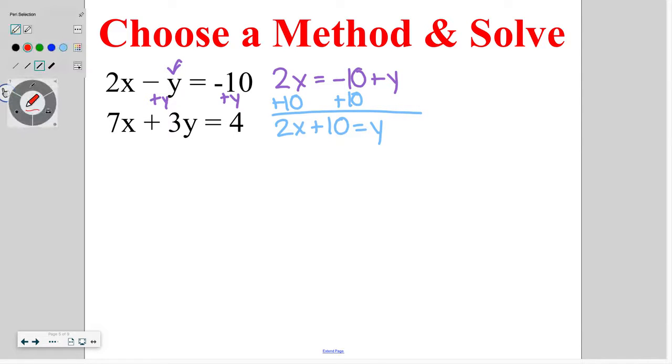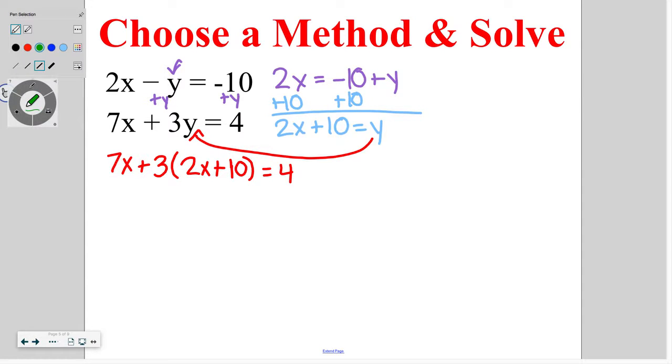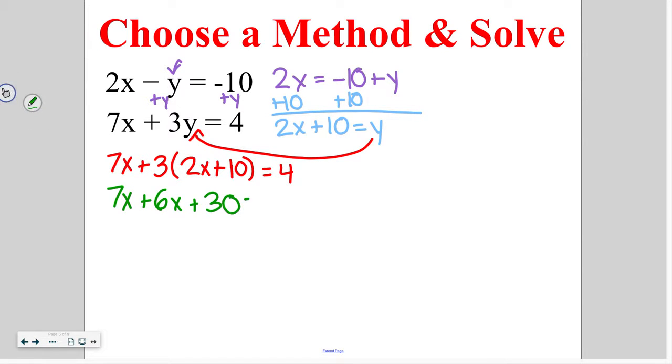Now that I know what y is equal to, I can go ahead and plug that in. So I'm going to get 7x plus 3 times 2x plus 10 is equal to 4. Distributing to get rid of the parentheses, I get 7x plus 6x plus 30 is equal to 4.